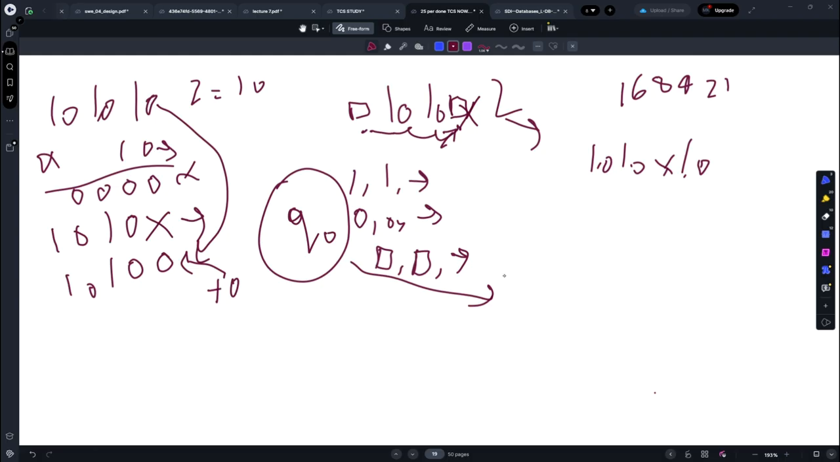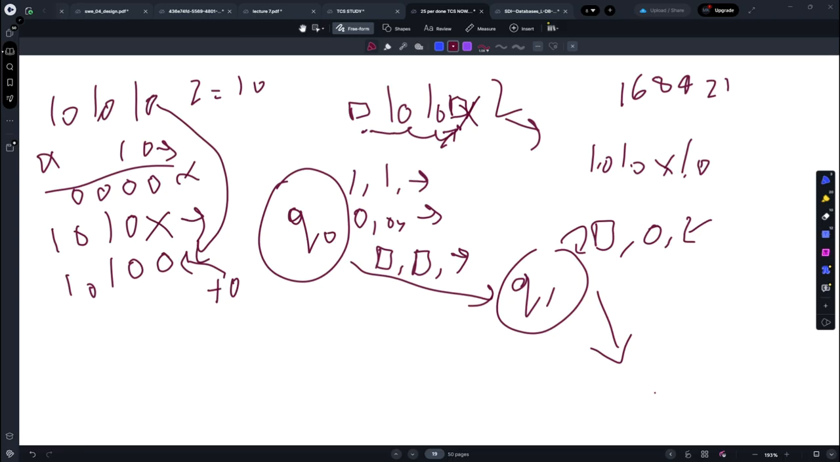And in this next state, we want it to read a hash and write a 0 to it and move left and go to a new state. I think we can also write this in a new state.